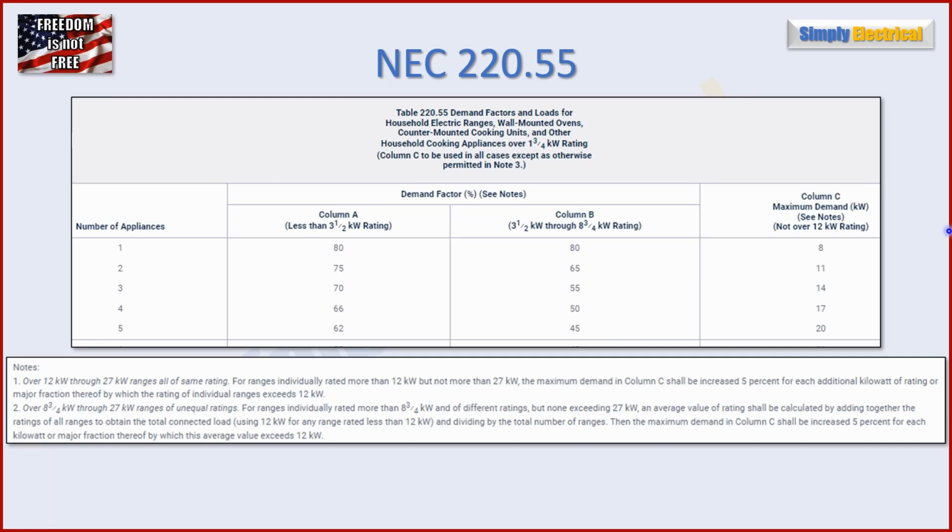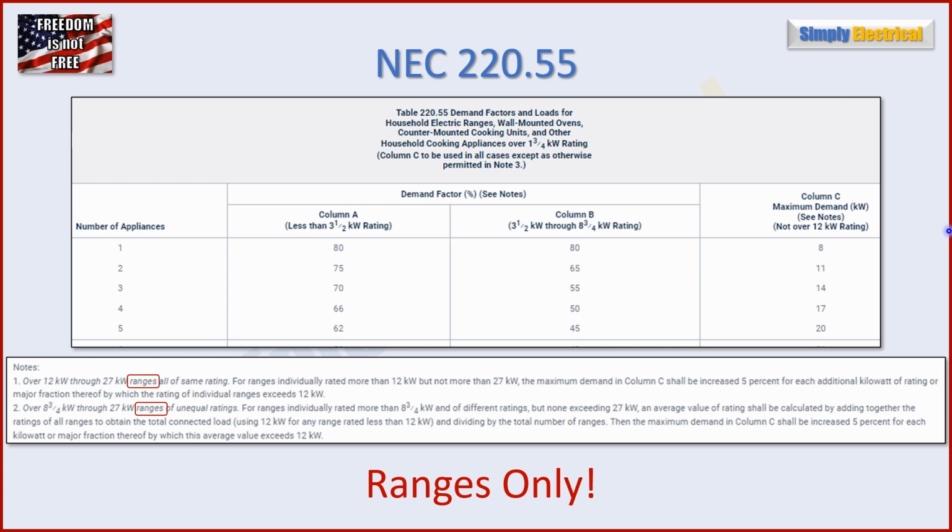Okay, you remember at the beginning of the video that I explained how I've been using the term range as an abbreviation for all cooking equipment? Well, now we have to make a distinction. Notes 1 and 2 of table 220.55 apply specifically to ranges only and not to other cooking equipment. So for the remainder of the discussion of these two notes, we will be talking about ranges only.